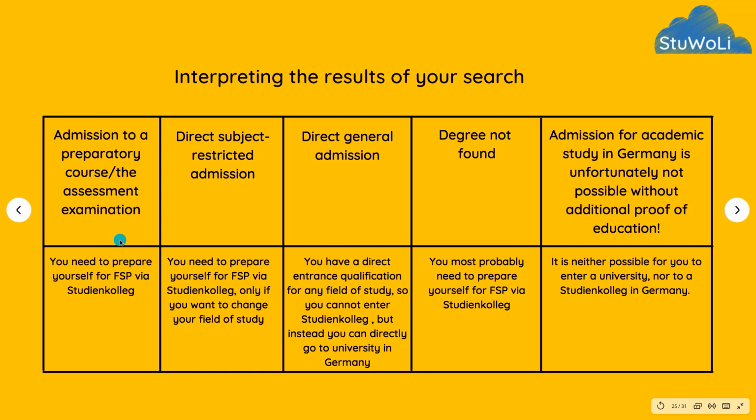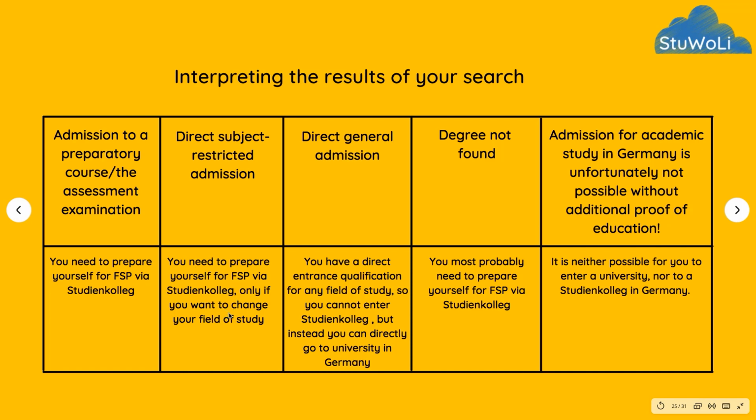So it doesn't matter what you want to study in Germany. With your study background, you need to do the Studienkolleg and FSB anyways. Then there are some of you who have direct subject restricted admission. That means you can directly enter university and avoid Studienkolleg, but at very specific subjects. Whereas for other subjects, you need to do the Studienkolleg. So if you are switching tracks from engineering to humanities, from humanities to art, from art to medicine, whatever, then you need to do Studienkolleg.